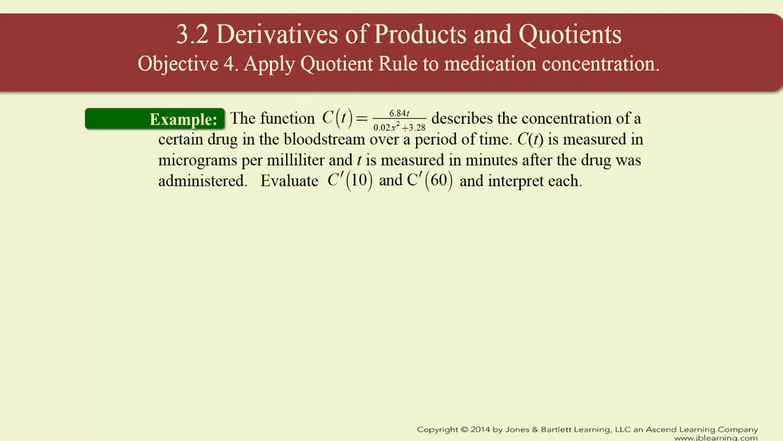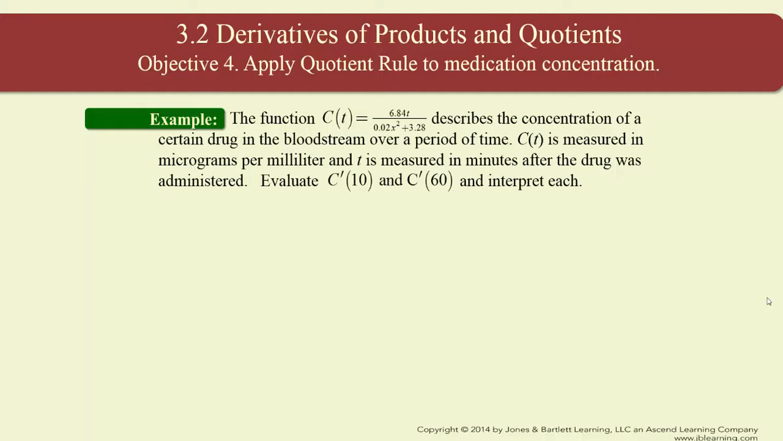So let's check out this function. C of t is 6.84t over 0.02 t squared plus 3.28. So make a note, that should be a t squared. That's a typo.